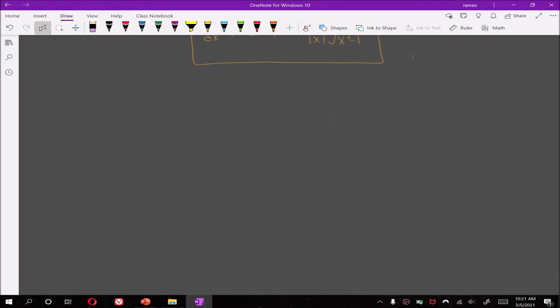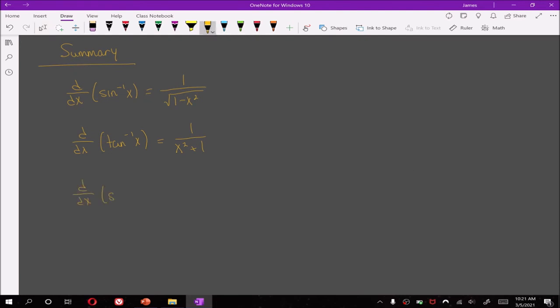We will now provide a list of all 6 derivatives. All right, so we already saw the inverse sine, which was 1 over the square root of 1 minus x squared. The inverse tangent, which is 1 over x squared plus 1, and the inverse secant, which is 1 over the absolute value of x times the square root of x squared minus 1.